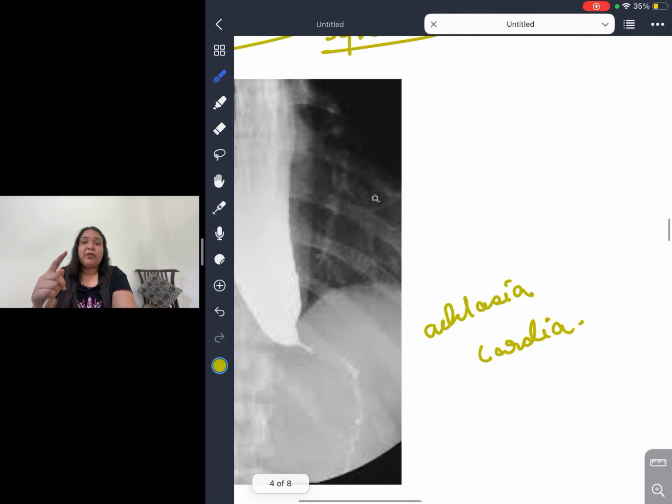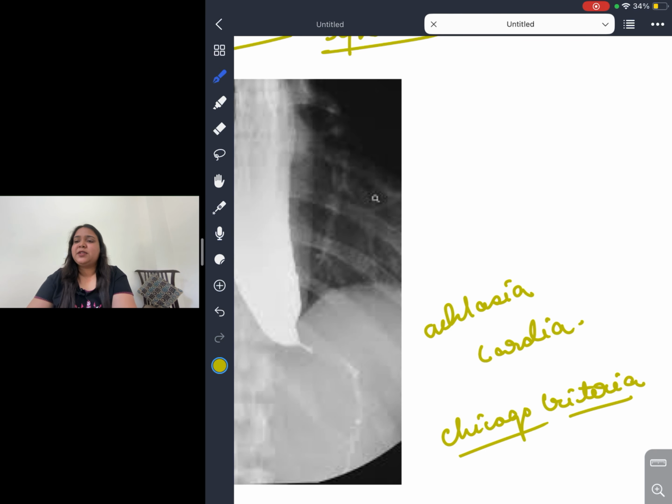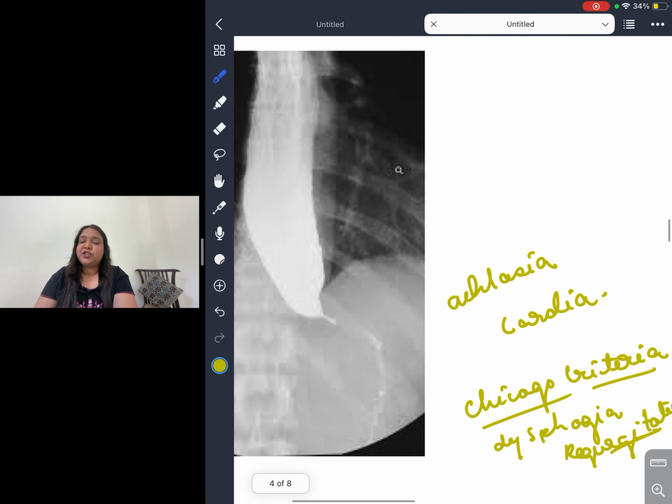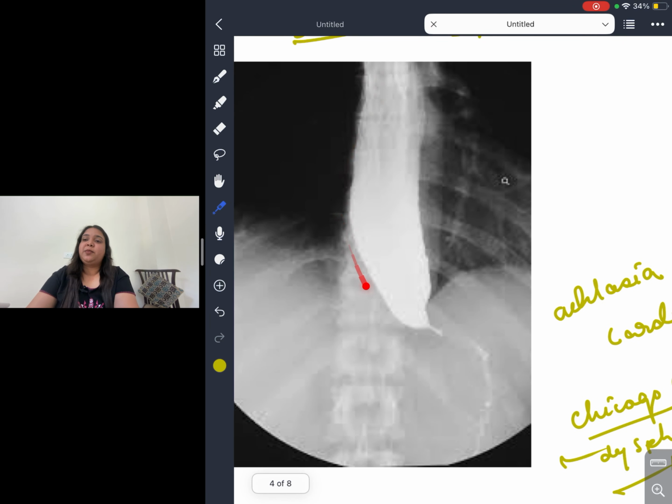So here we have one more triad. We have Chicago criteria. We have many symptoms here. We have dysphagia. We have regurgitation. So this is an example of achalasia cardia having Chicago criteria with symptoms of dysphagia and regurgitation. You can find this bird beak or rat tail appearance over here.